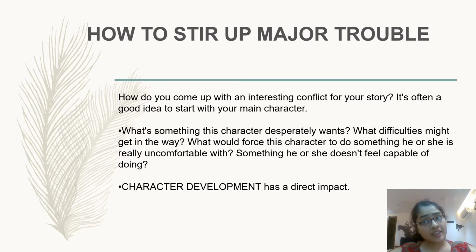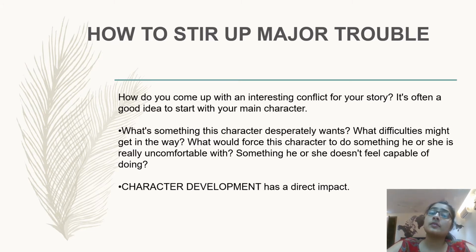So if you want to come up with drama for your plot, you have to study the character sketch of your main character, and that's how you decide what kind of major trouble or conflict or argument you can use. The next point I've introduced here is a couple of questions that you can ask yourself, and these questions will help you frame drama. The first question is, what's something this character desperately wants?